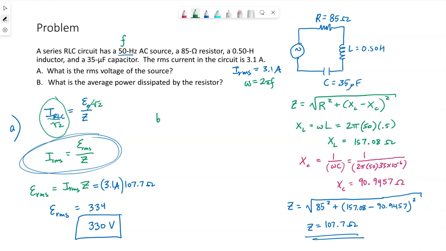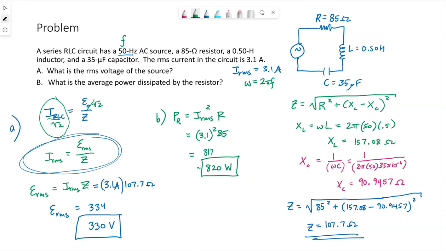So part B, we want the average power dissipated by the resistor. I tend to like just I squared R, where I is specifically the RMS current, which we've been given. R is the ohms, the actual resistor value. So 817, or approximately 820 watts would be the power dissipated by this resistor.